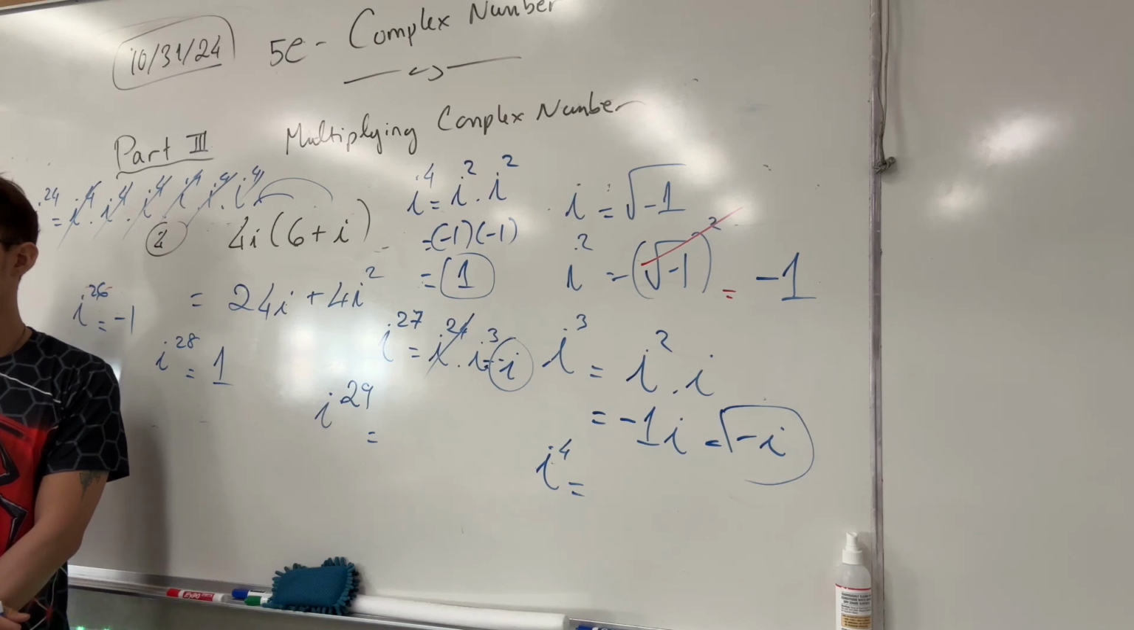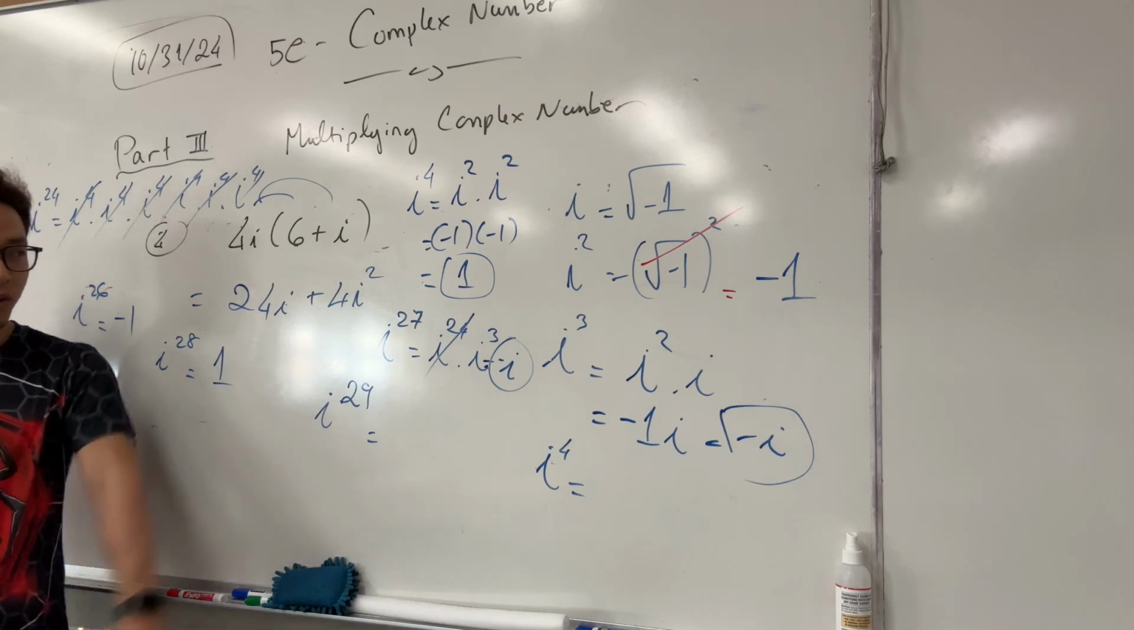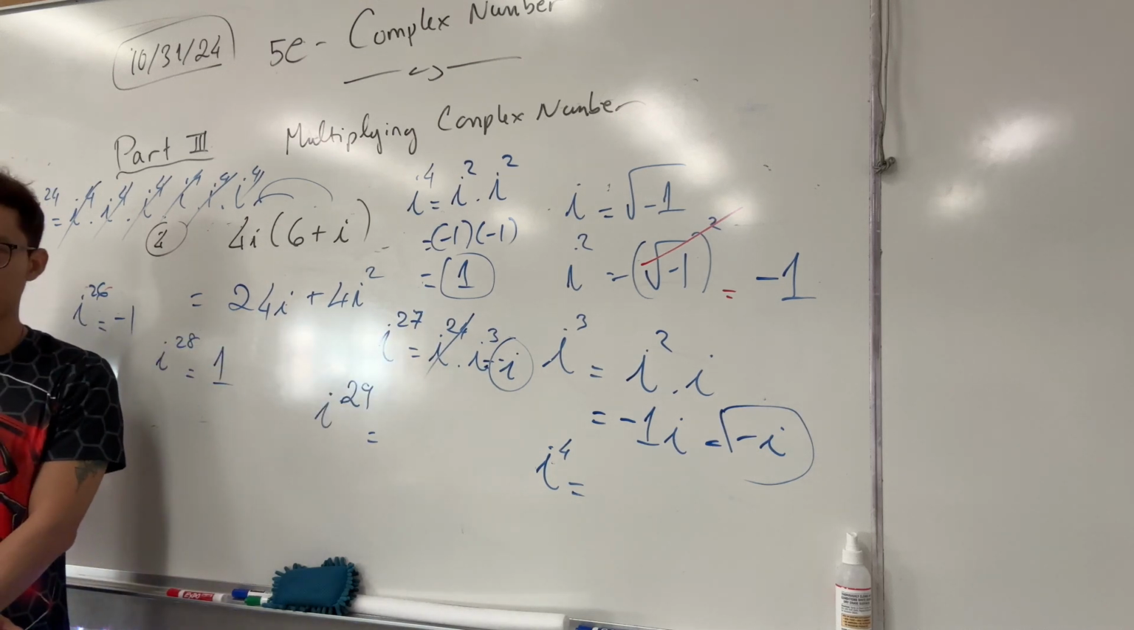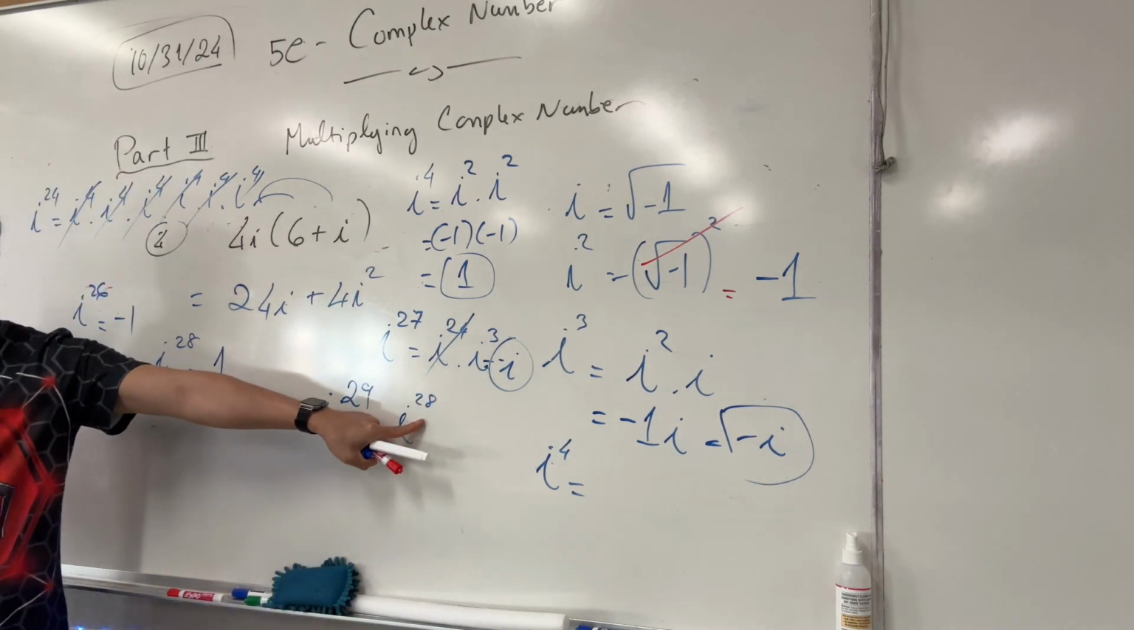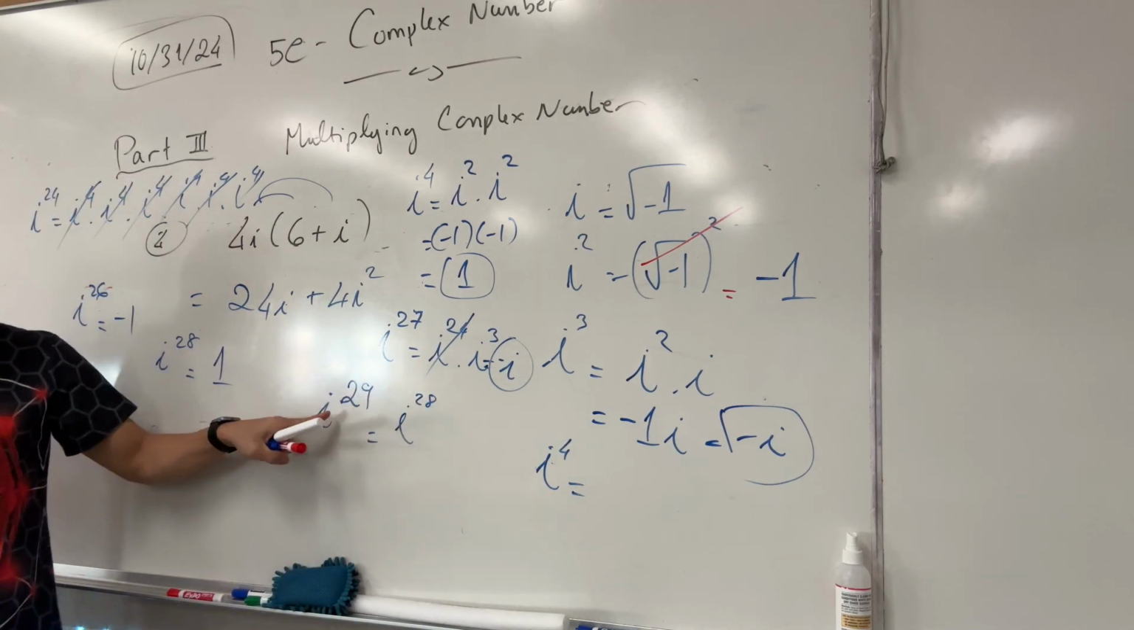What is i^29? Do the same thing with it on i^28.7. 28, right? I have 28. That's the closest one. That's a multiple of 4, right? Now what do you have left?